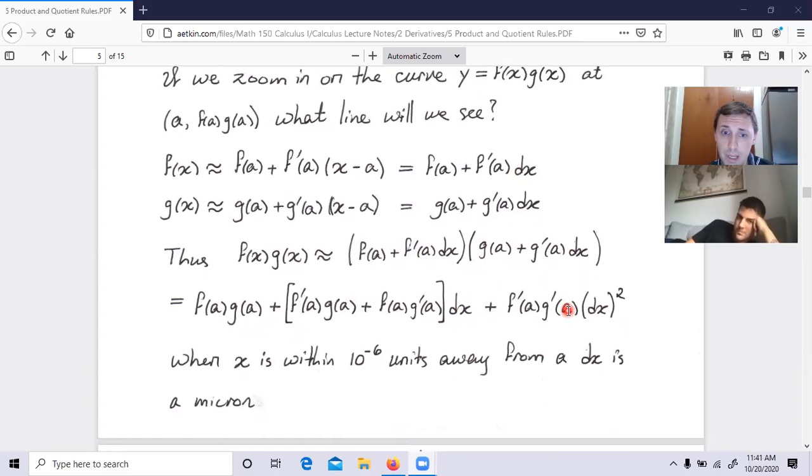Yes? And then in this equation, I'm trying to see where is their line. What is the line here, right? And then I just reason as follows. If dx is very small, let's say dx is a micrometer. A micrometer is 1/1,000,000th of a meter.